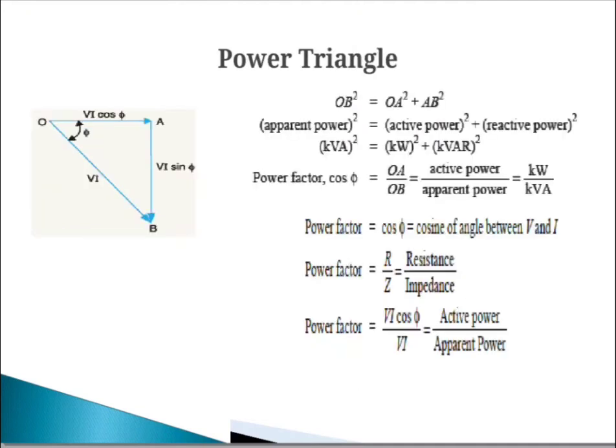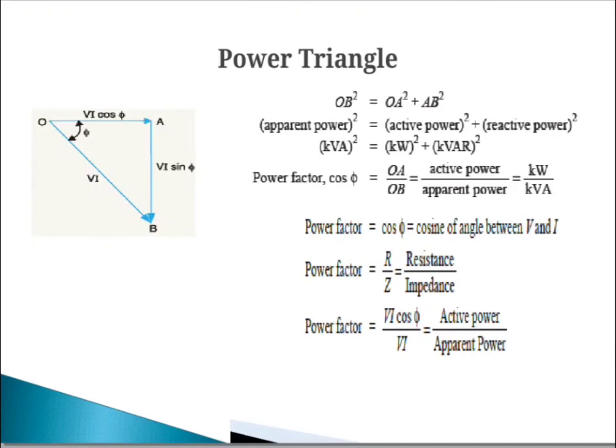Here we have to show the power triangle. See, in the power triangle, OA is VI cos phi, that is the active power. Then AB is the reactive power, VI sin phi, and the resultant OB is the apparent power. With the help of the Pythagoras theorem, OB square is equal to OA square plus AB square, that is, apparent power square is equal to active power square plus reactive power square.